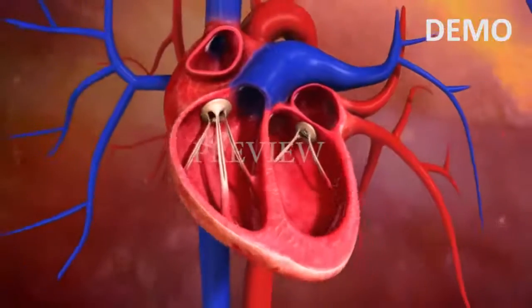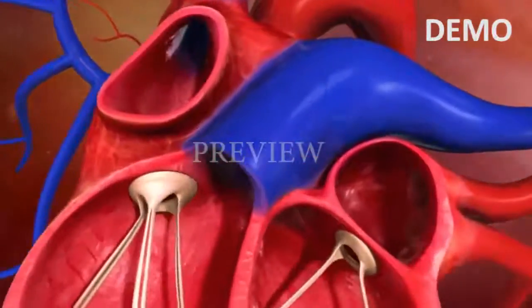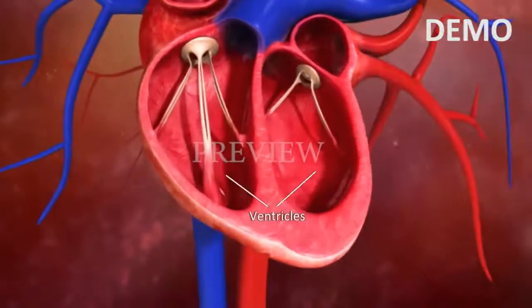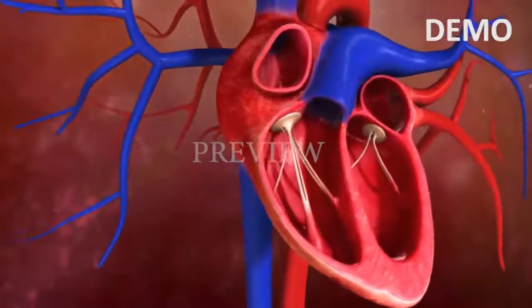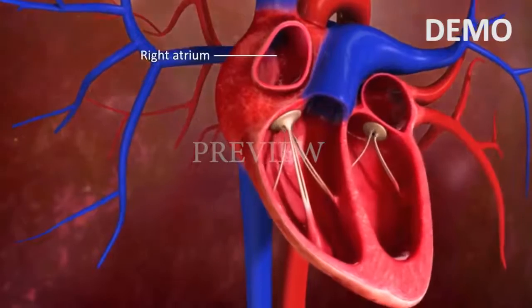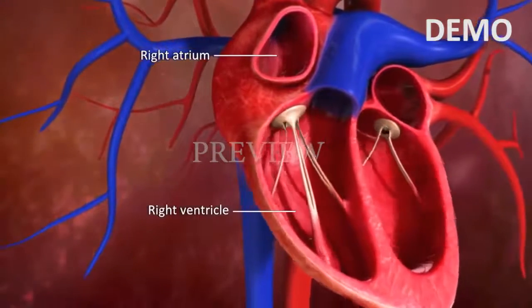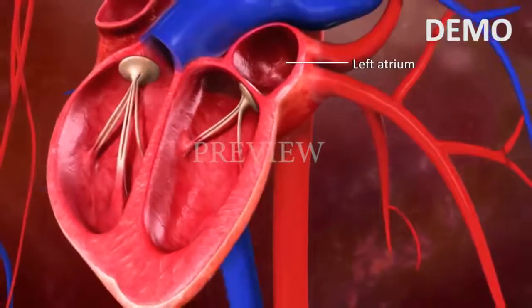The heart has 4 chambers. The upper 2 are called the atria, and the lower 2 are the ventricles. The 2 chambers on the right side of the heart are called the right atrium and the right ventricle. And the 2 on the left side of the heart are the left atrium and the left ventricle.